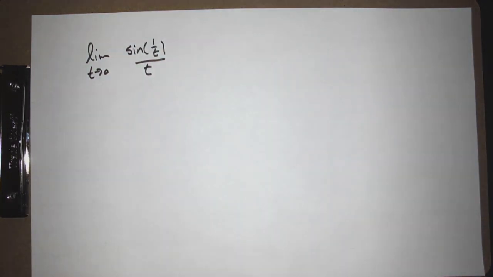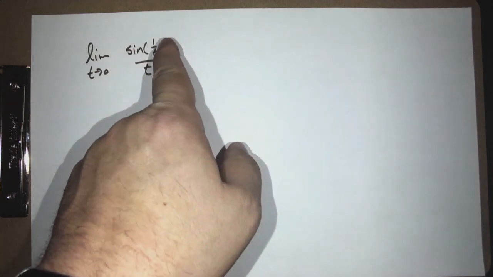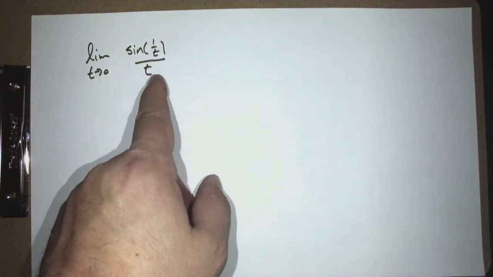All right, if you weren't paying attention, what do you think your answer is? It feels like 1, right? Because this feels like sine of blah over blah. But is it sine of blah over blah? No, no blah. See how it's 1 over t? That's not 1 over t.